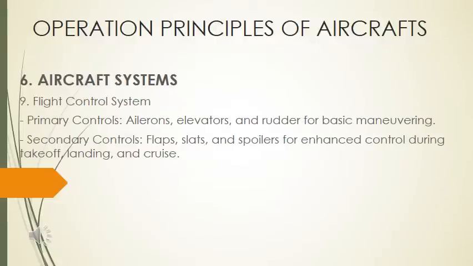Number 9, the flight control system. I've talked about this before. Primary controls and secondary controls. For the primary controls, you have the ailerons, the elevators, and rudder for basic maneuvering. And for the secondary controls, the use of flaps, slats, and spoilers for enhanced control during takeoff, landing, and cruise. So the flight control systems, primary and secondary, I've talked about this before.